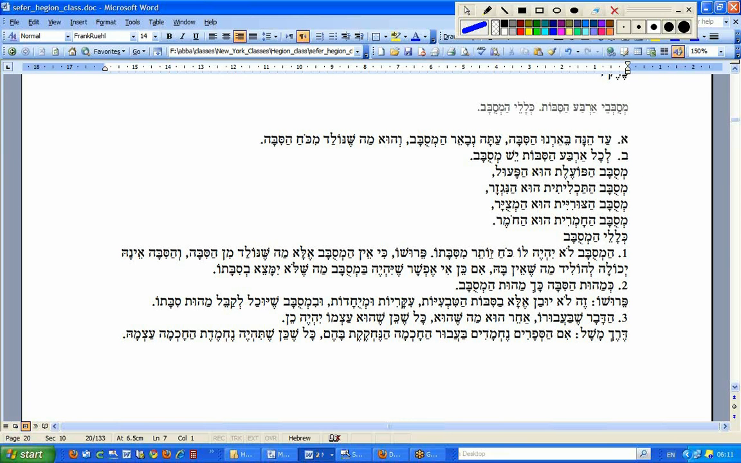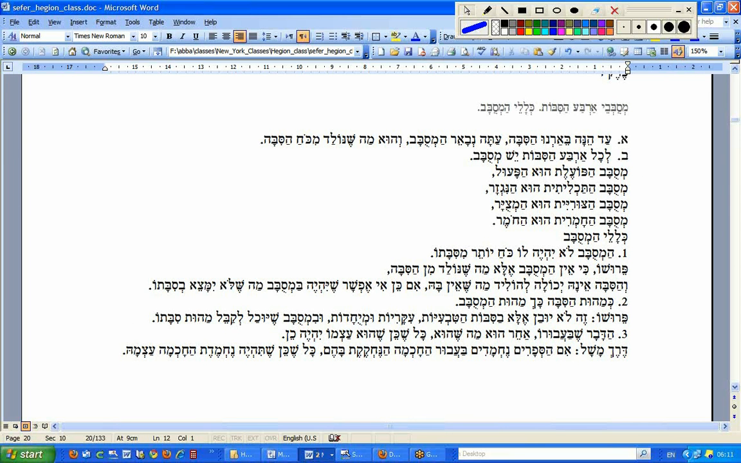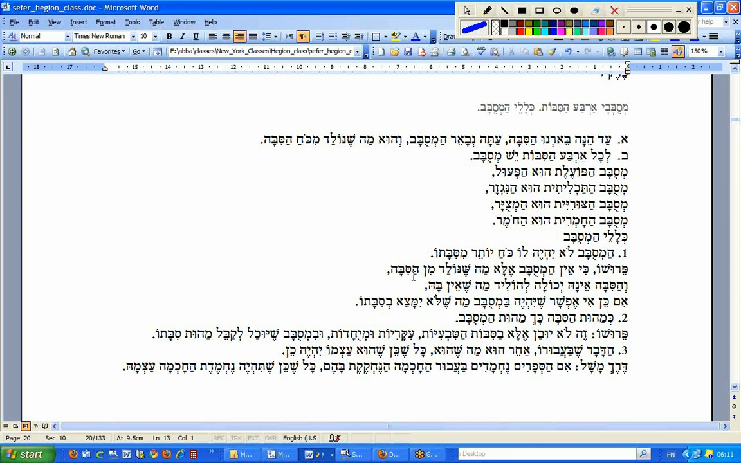Hamasubav lo yeh lo koach yoter mi sibasav. He says that the result can never be stronger than the cause. Perisho, ki ein hamasubav ela ma shenolad min hasiba. The result is only something that came as a result of the cause. V'hasiba einu yochol laholid ma she'ein bo. And a cause can't give birth to something that it doesn't have. So therefore, you cannot find anything in the result that wasn't there in the cause.